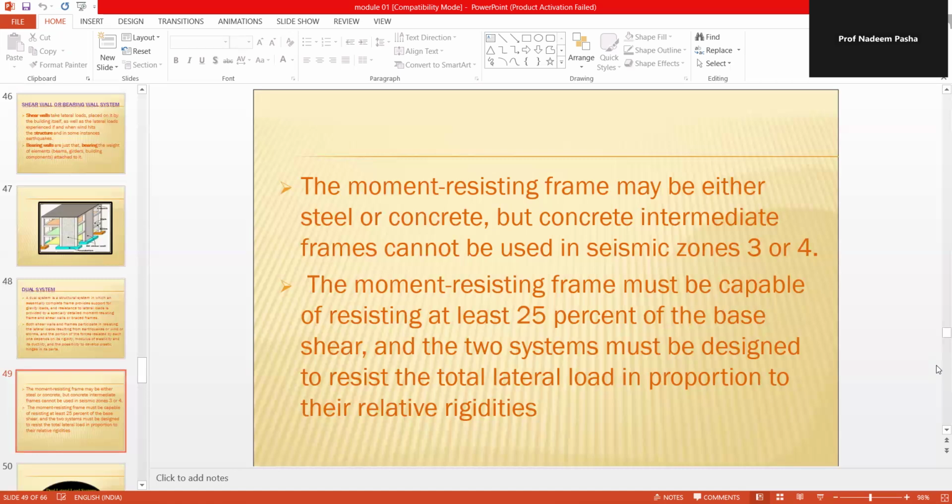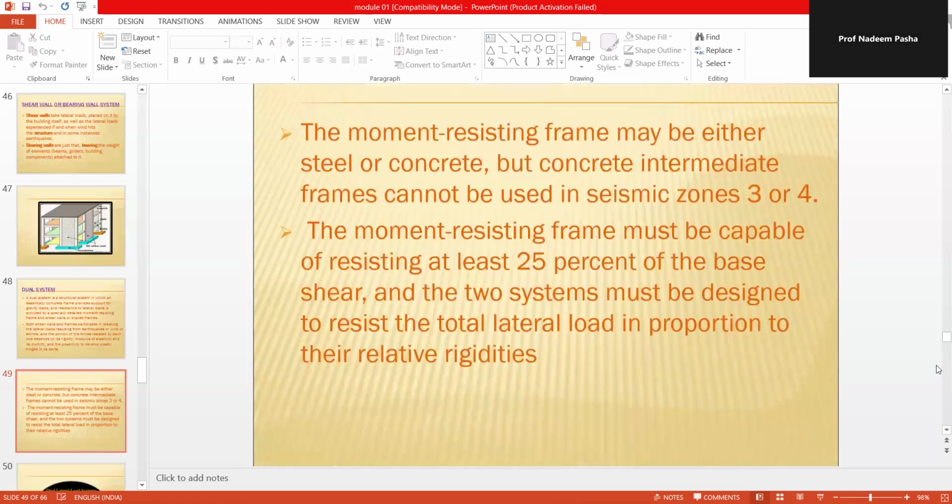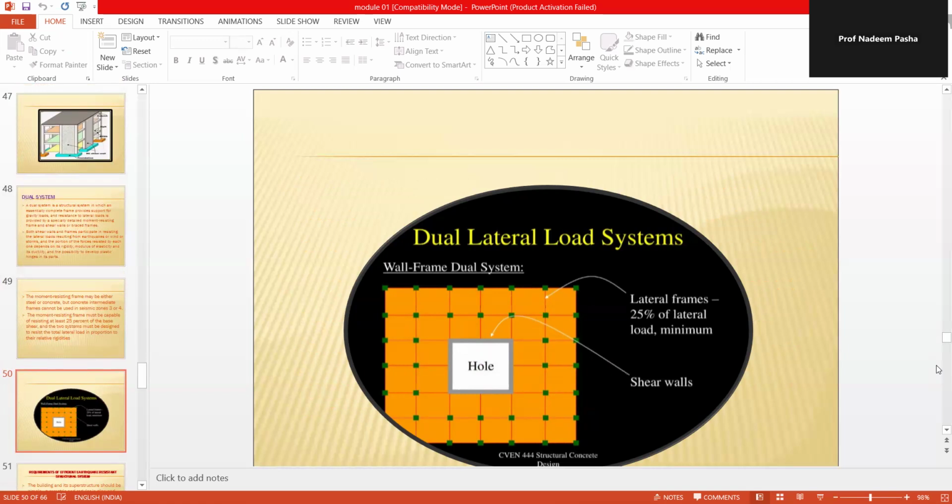See here, we cannot predict an earthquake, but what we are trying to do is minimize the damage caused by it. So we are trying to prepare a structure with the moment resisting frame, with the help of which the lateral loads coming on the structure are minimized, or we are resisting them by 25%. At least 25% of the damage we are trying to control. So if you see the figure, dual lateral load system, this is the wall frame dual system, this is the lateral frame, 25% lateral load minimum, shear wall. This shear wall is preventing the lateral loads coming due to storm or due to an earthquake. This shear wall or bearing wall is resisting all these loads.